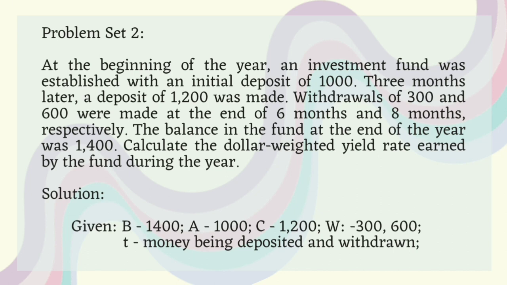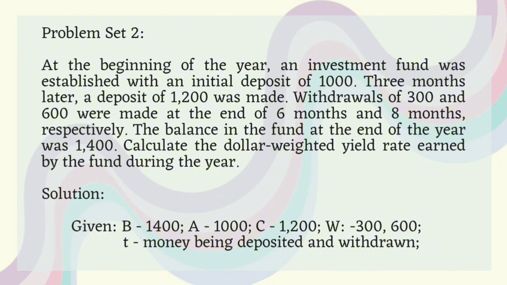Here's example problem solving number 2. At the beginning of the year, an investment fund was established with an initial deposit of 1,000. 3 months later, a deposit of 1,200 was made. Withdrawals of 300 and 600 were made at the end of 6 months and 8 months, respectively. The balance in the fund at the end of the year was 1,400. Calculate the dollar weighted yield rate earned by the fund during the year.